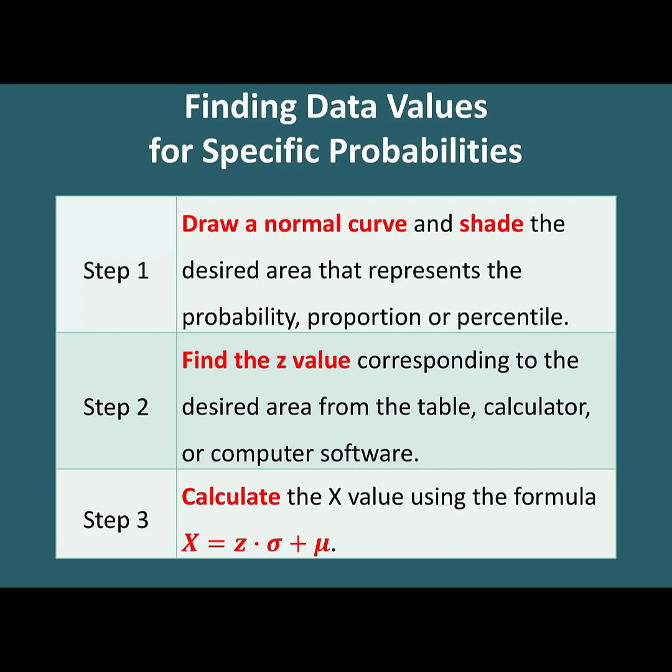Now here are the steps for finding data values for specific probabilities. Step 1. Draw a normal curve and shade the desired area that represents the probability, proportion, or percentile. Step 2. Find the z-value corresponding to the desired area from the table or calculator. Step 3. Calculate the x value using the following formula. X equals the z-score times your standard deviation plus the mean.